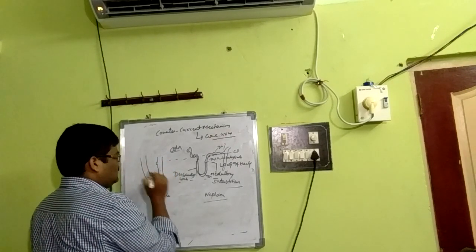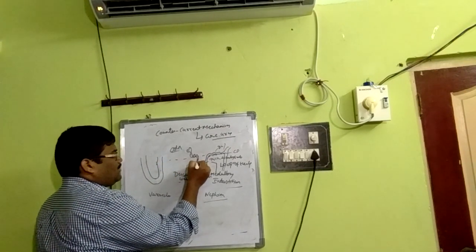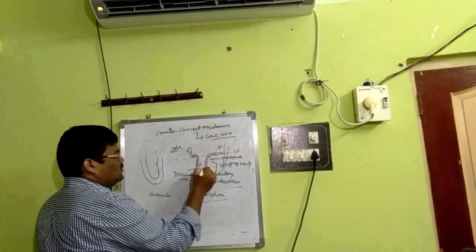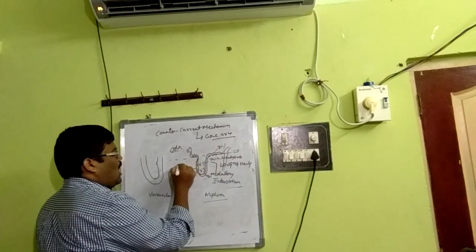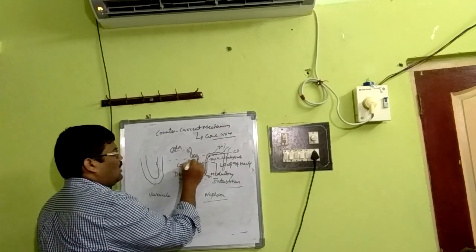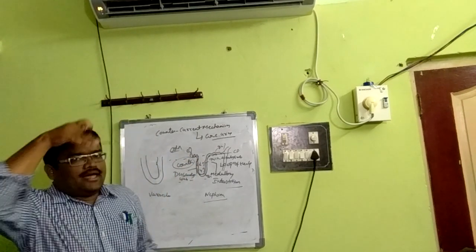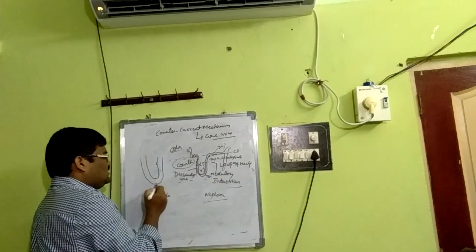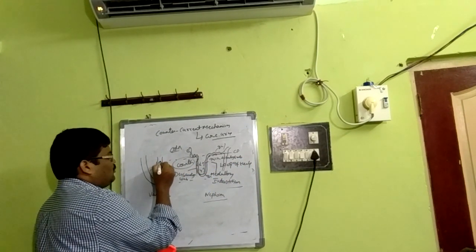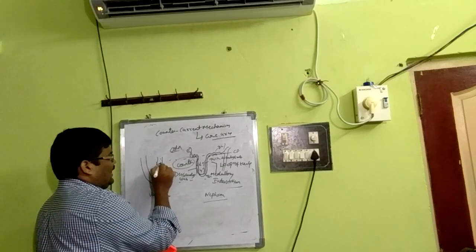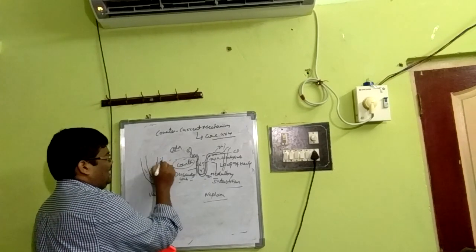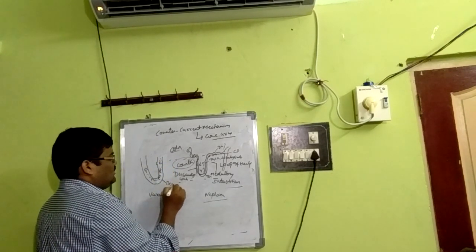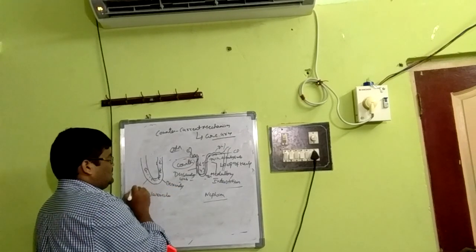Now how it happens? Here the primary urine will flow from descending limb then to the ascending limb. That means counter or opposite direction. Similar to that, in vasa recta also the blood flows in the opposite direction, that means counter. This is the descending part. This is the ascending part.